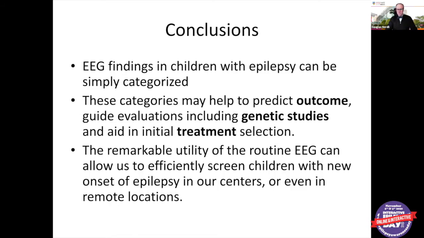So what I hope that I've shown is that EEG findings can help us understand the causes of epilepsy and particularly guide us as to who to evaluate with genetic studies. That's that category 4: early onset, no known cause, EEG that shows slowing and multifocal spikes, unremarkable imaging, a really good candidate for epilepsy genetic studies.